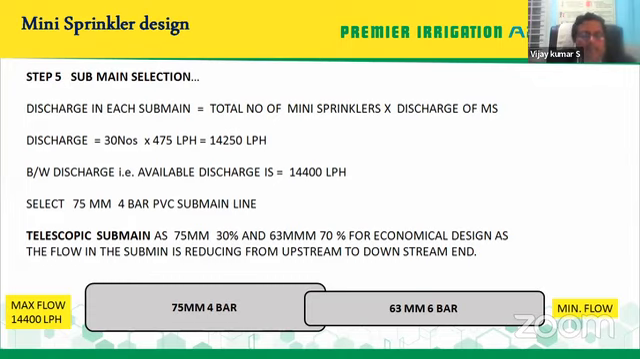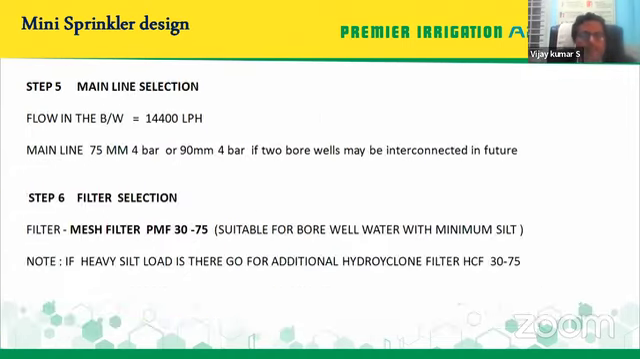And like I told you last time itself, we will not give the entire length as 75, in order to bring in the economy and also to bring in the discharge uniformity in the field. I will go for a telescopic submain. The telescopic ratio I have considered over here is 30%, and 63 mm I have taken around 70% for an economical design, because you know that the flow is maximum in the beginning. As it goes towards the end, the flow is going to taper off. It's a varied flow that is there, and so that is how the design has been completed.